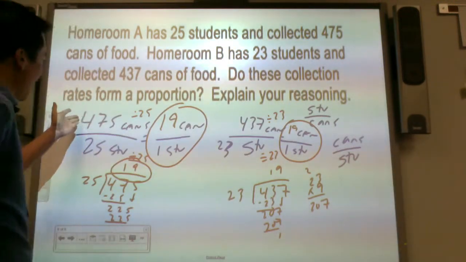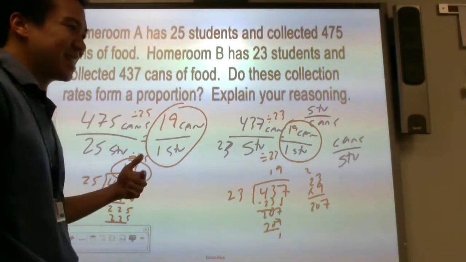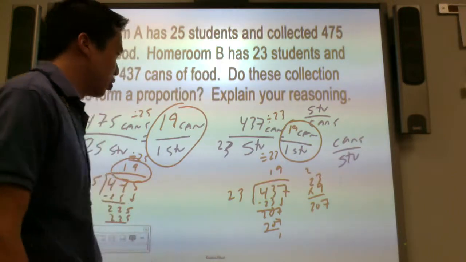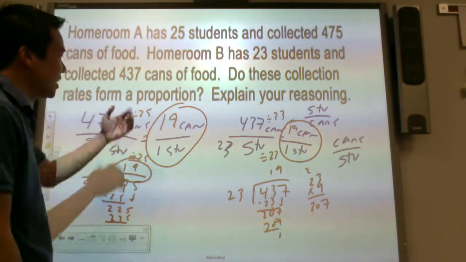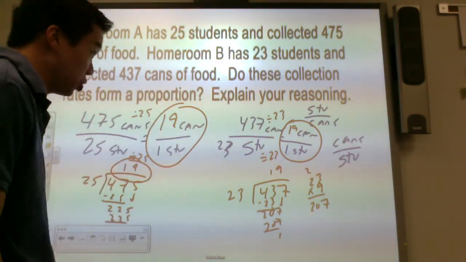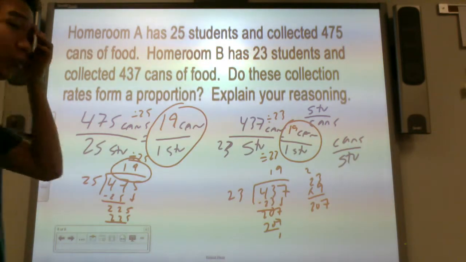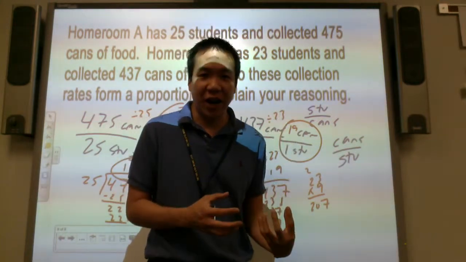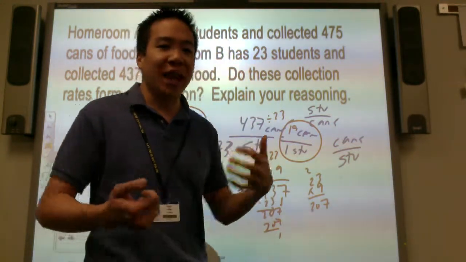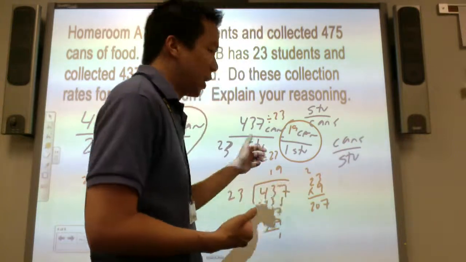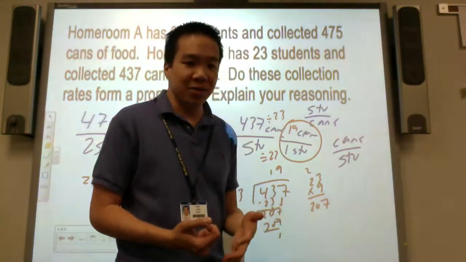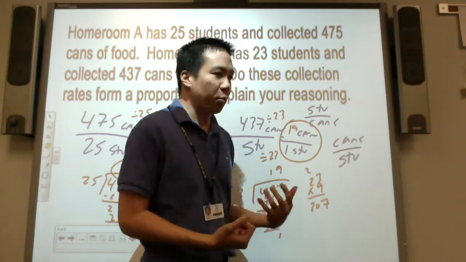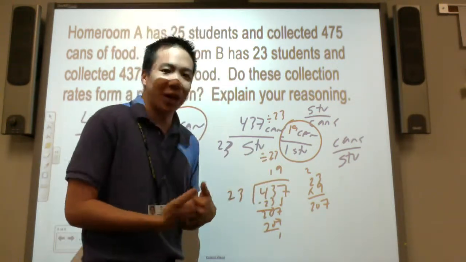So 475 cans to 25 students is the same as 437 cans to 23 students. And that's the same as 19 cans per student. So again, what did we really learn today? What we learned today is if you're given 2 rates, 2 ratios, or 2 fractions, can you tell me if they are equivalent? Break it down into unit rate or unit price. And then, if they are equivalent, it's called a proportion. Proportion is when 2 ratios or rates are equivalent.